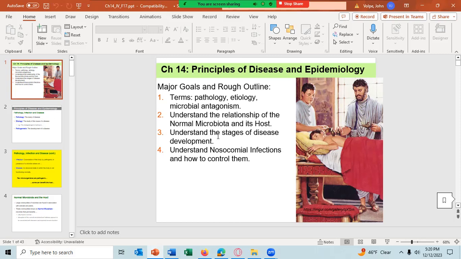Understand the stages of disease development. All diseases go through a typical stage and development before disease develops. Understand what nosocomial infections are and how to control them. And this is really one of the most important topics that you can learn in microbiology, because if you go out and work in a healthcare facility, you have to work to prevent nosocomial infections.